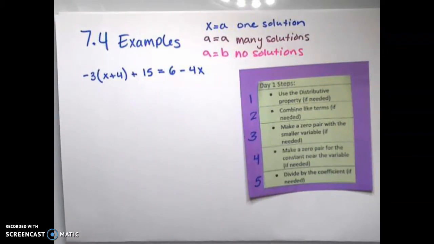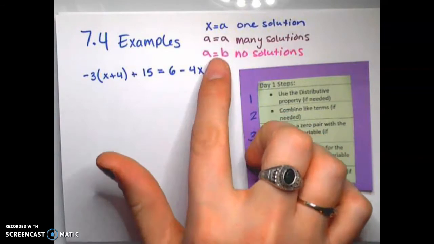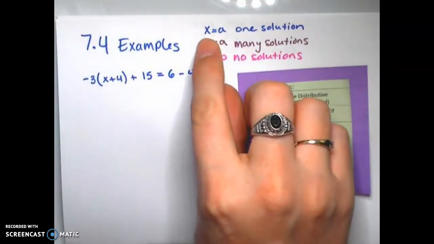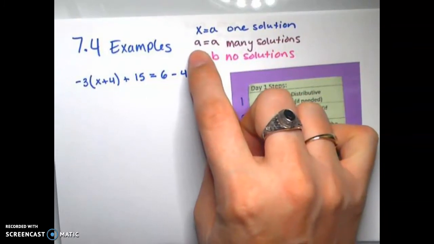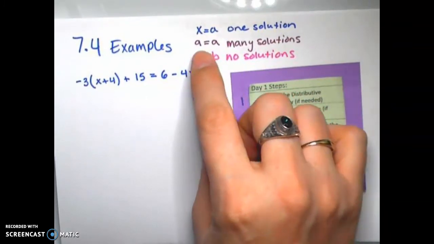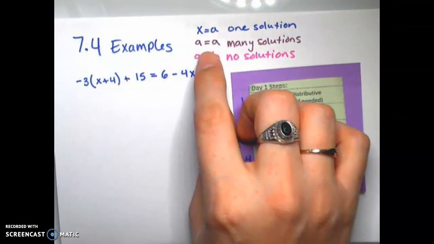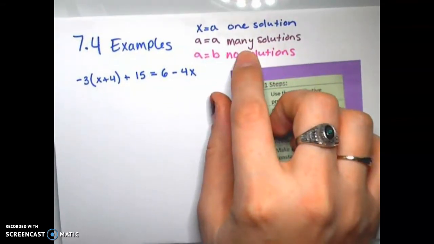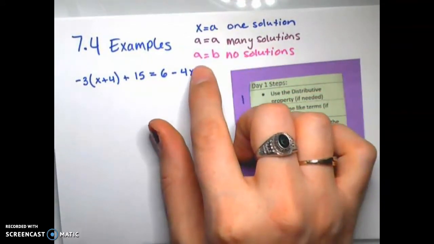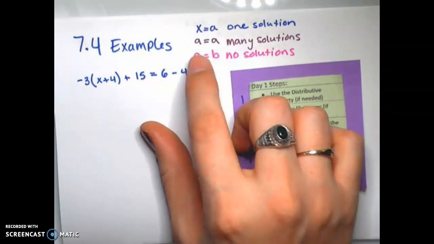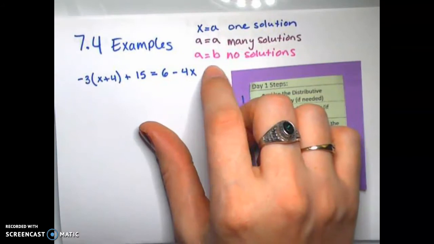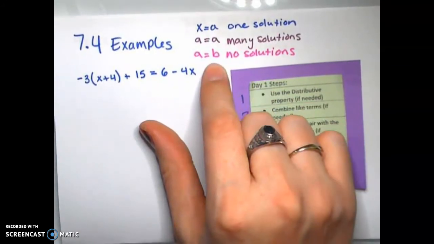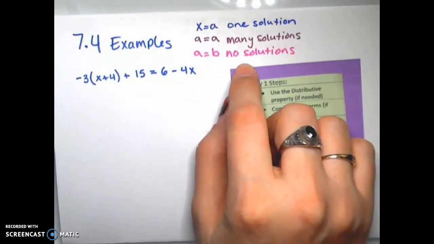But now we're going to be getting all different kinds of answers, 3 different types. We're either going to get x equals a number, and that's one solution, or we're going to get a number equals a number, like 10 equals 10, or -3 equals -3, and that's going to be many solutions. And the last one is going to be maybe 2 different numbers equal each other, like 10 equals 7, 100 equals 3, -10 equals 5. That's going to be no solutions. There's no answer for that.